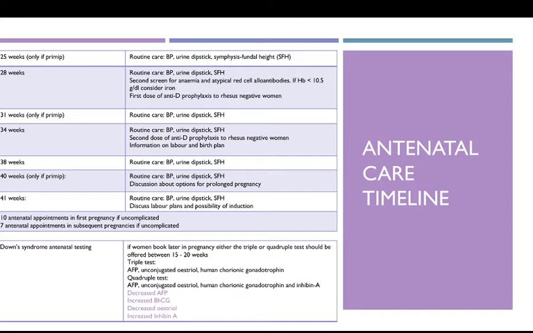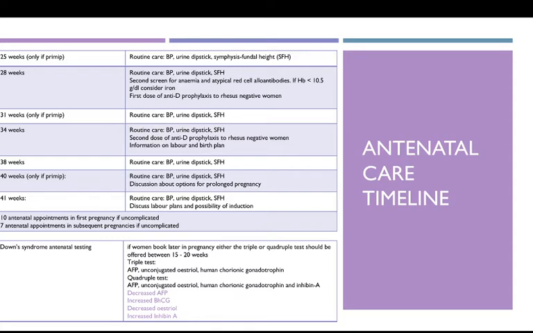So the triple test includes AFP, unconjugated estriol, and beta HCG. The quadruple test is AFP, unconjugated estriol, HCG, and inhibin A. And I've just put down here what the different results are for each of these tests, like positive findings, which indicate an increased risk of Down syndrome. Remember, it's not diagnostic, so it's a screening test.